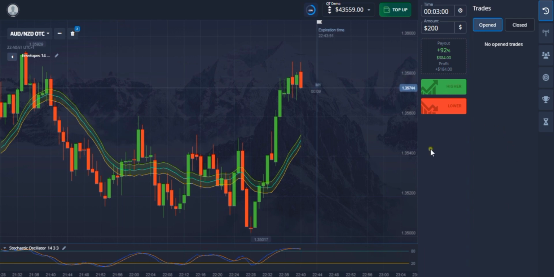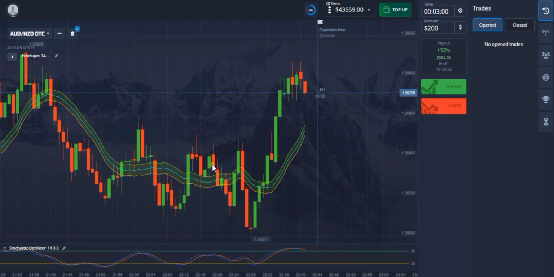In today's video, I'm going to be introducing you to a beginner trading strategy which involves you using the envelope indicator. All you have to do is just proceed to the indicator settings and add the envelope indicator to your screen. Adding the envelope indicator, you can see I already have it on my screen.